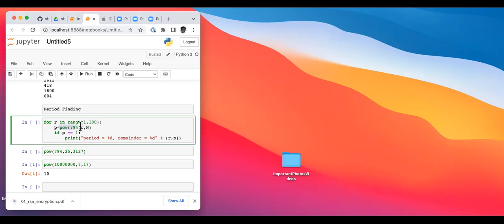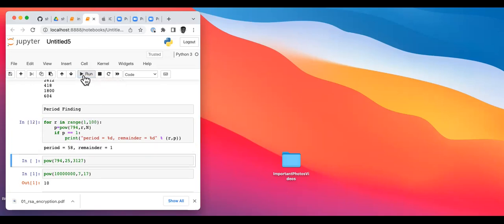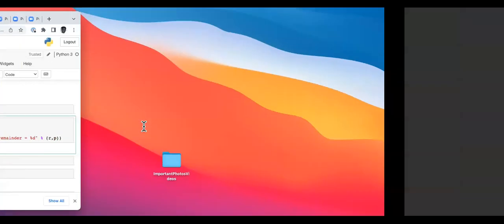Initially it will generate all of these numbers at once, and some of them have values equal to 1, and that's where you apply the quantum Fourier transform to find the period. But I'm getting ahead, so let's run this. Okay, run. It says here the period is 58. So now I have a period. Let's go back here.